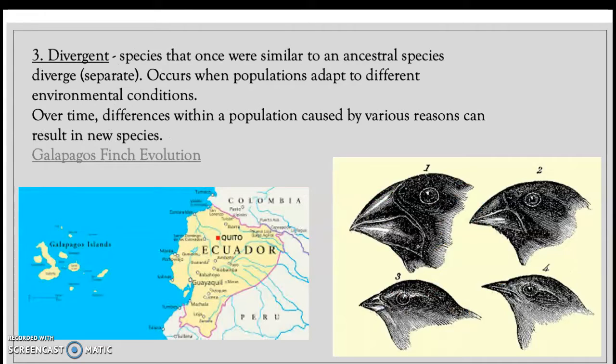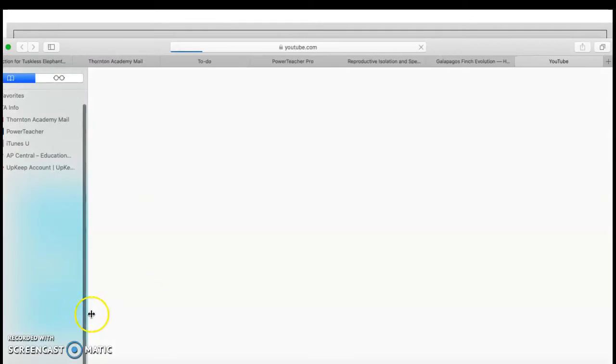Divergent evolution is basically once the species are separated, they begin to adapt to the environmental conditions that they're faced with. And over time, the differences within a population can be significant enough to create a new species. And we're going to be looking at the Galapagos finch evolution as one example.